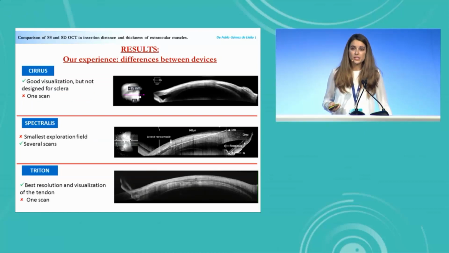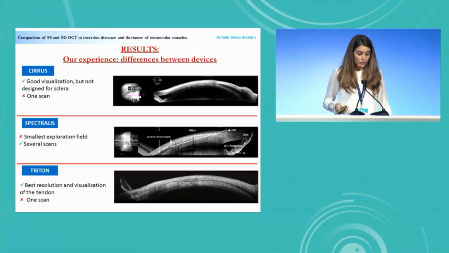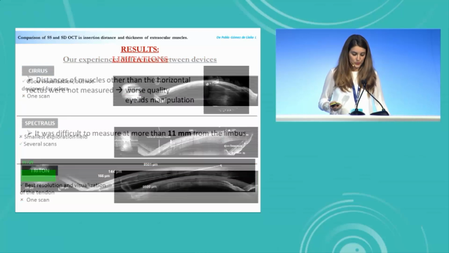In our experience, we have found that Cirrus and mainly Triton offer a better visualization of the tendon and a larger exploration field than Spectralis. However, the main weakness of Cirrus and Triton is that it is only possible to perform one scan per exploration. On the contrary, with Spectralis, it is possible to explore the entire quadrant with 21 scans.